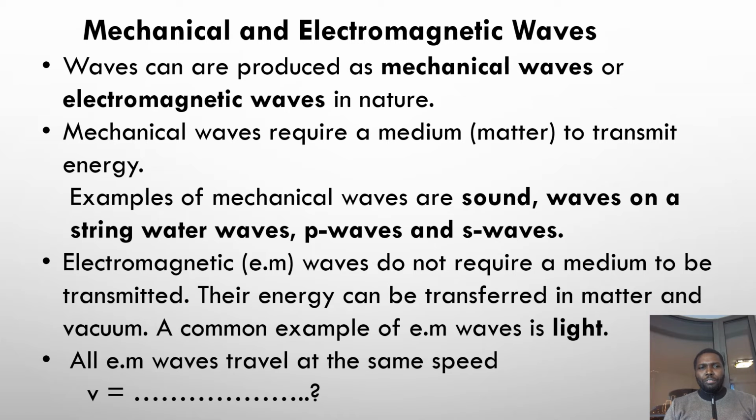A good example of mechanical waves, in this case, we talk about sound waves, waves on a string, and P waves and S waves, which are earthquake waves. And examples of electromagnetic waves are light. We are going to talk more about EM waves, the types of them, and they include light. And here we are going to use light as the major example.